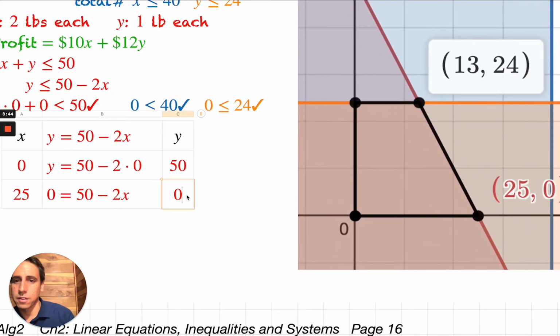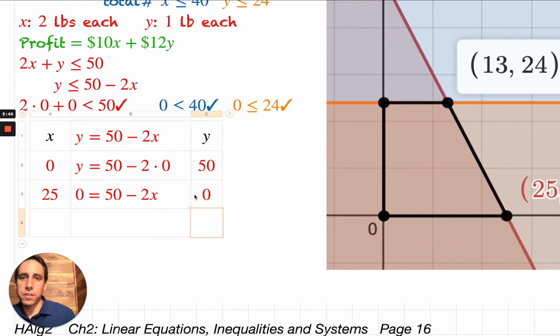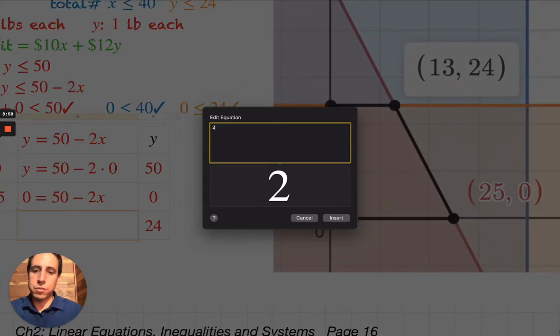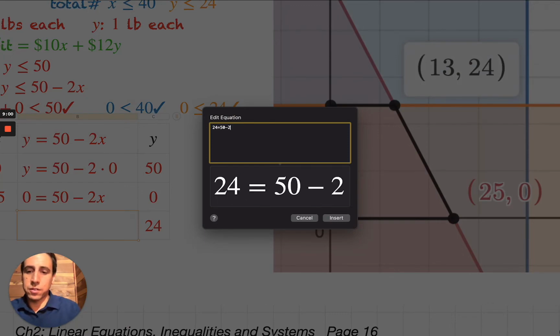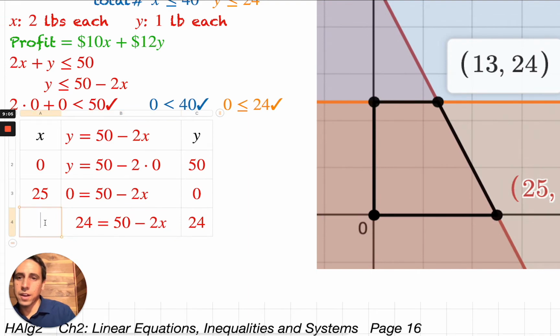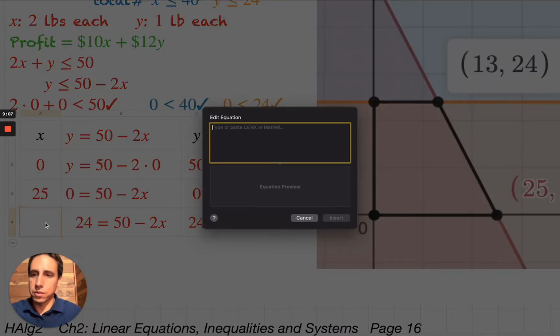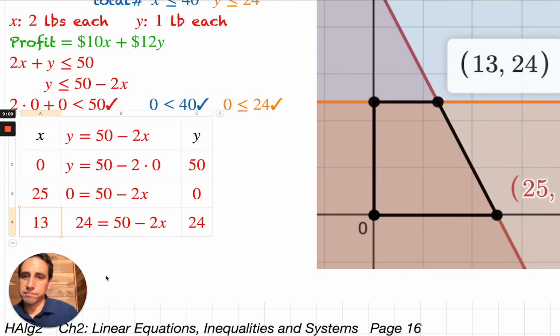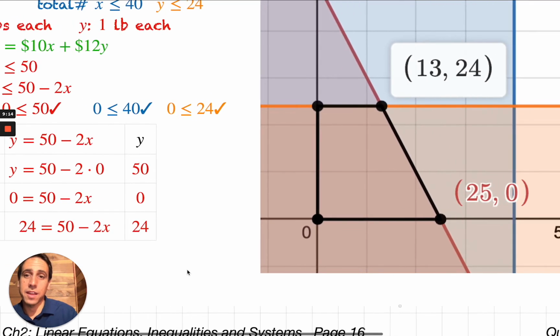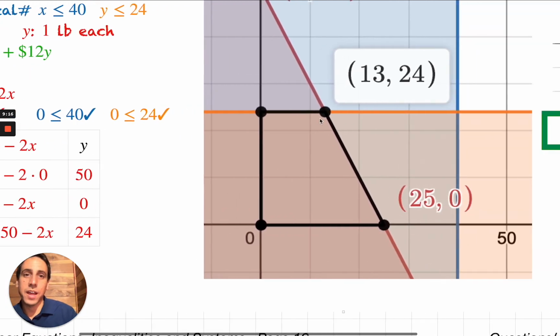All right, check this out. Do it right now. So we know that the y value is 24 because it's on the gold line. So if y is 24, then we get 24 is equal to 50 minus 2x. Boom. And we've got to figure out what x is. Solve that equation, you get x is equal to 13. Okay, now I showed a little bit of work to see how we got that. (13, 24) is the last corner.